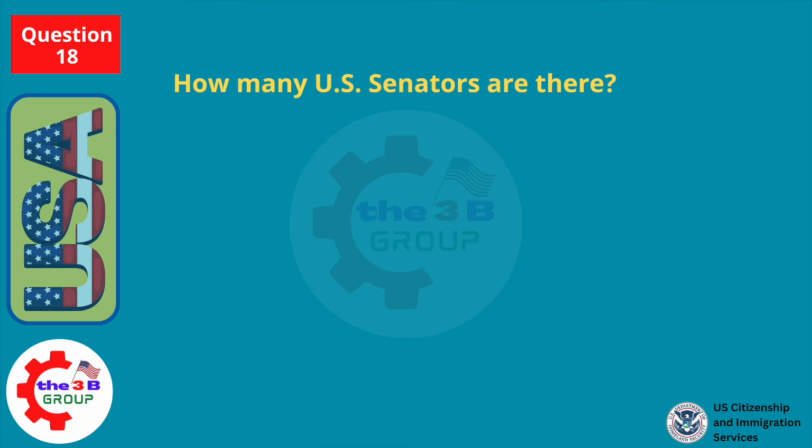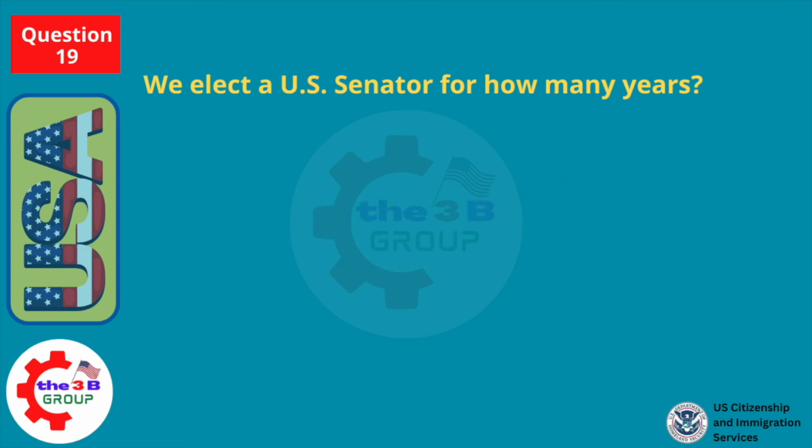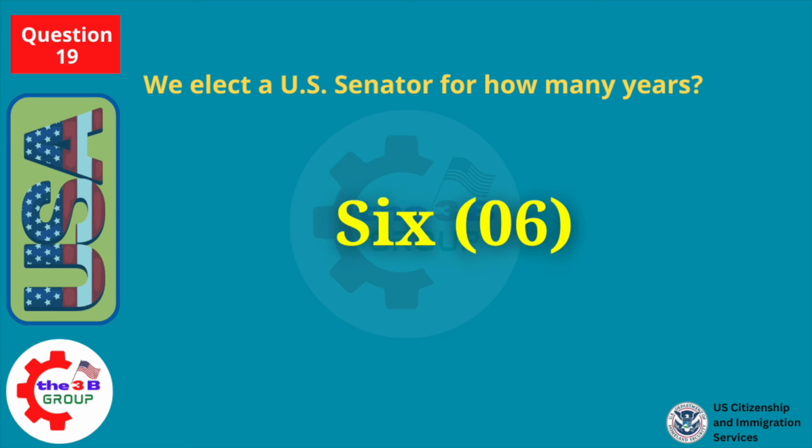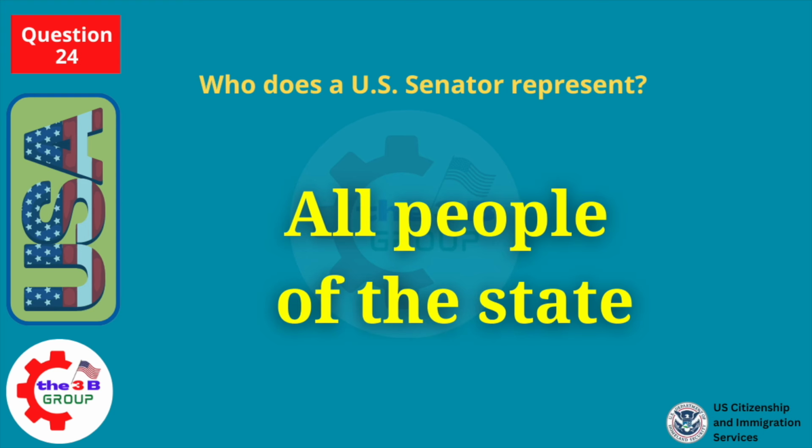How many U.S. senators are there? 100. We elect a U.S. senator for how many years? 6. Who does a U.S. senator represent? All people of the state.